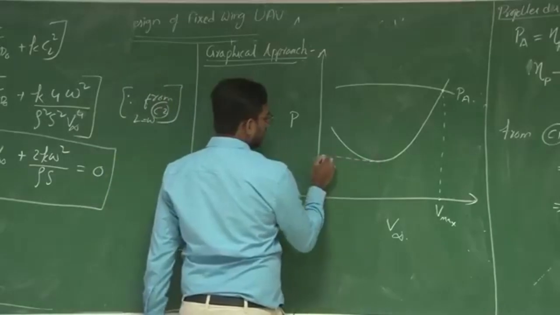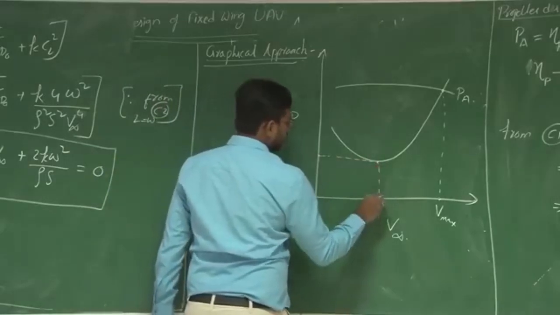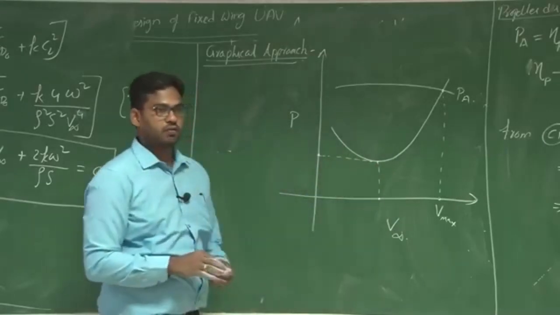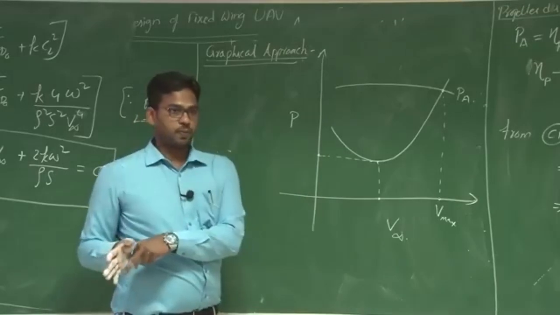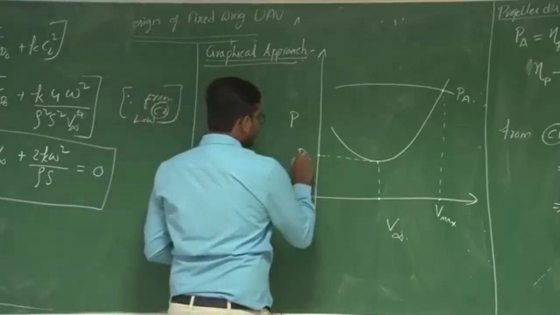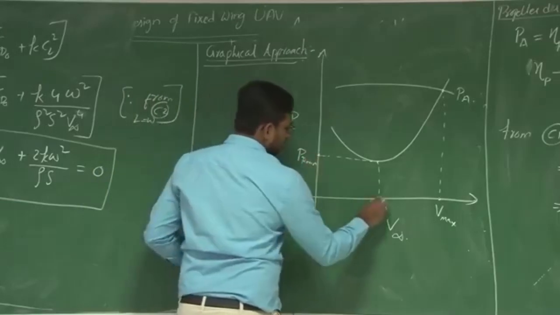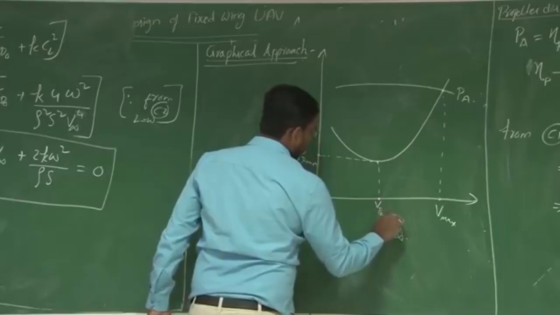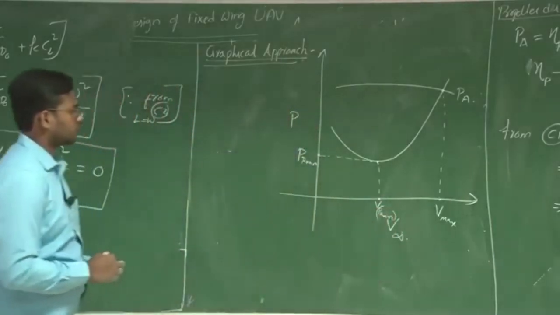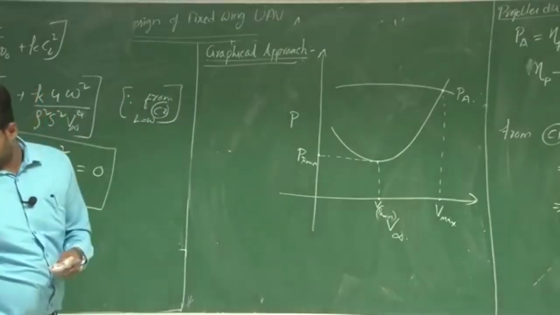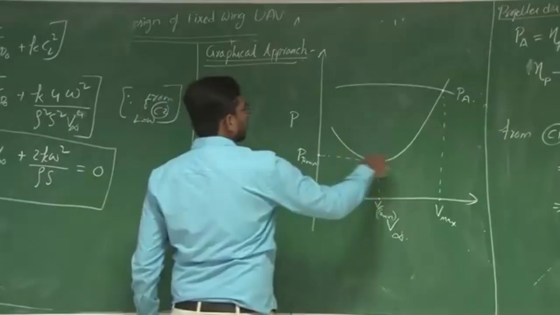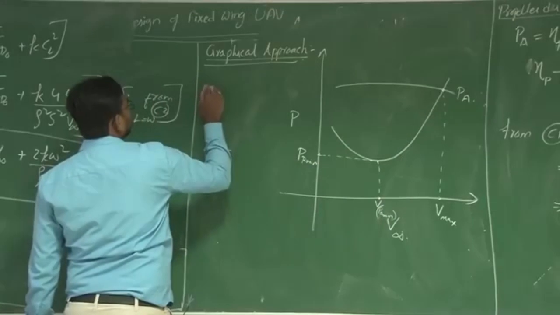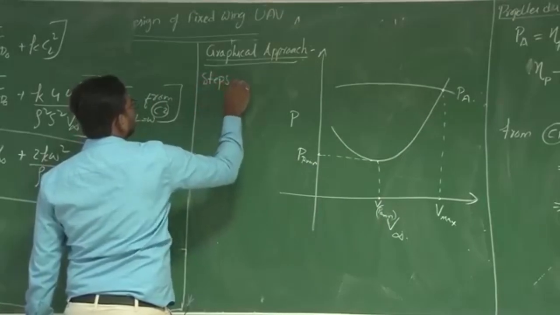But can we obtain this minimum velocity? For a propeller driven aircraft, it will also follow a similar concept to the jet aircraft, right? So this is the power required minimum, then the corresponding velocity is V for PR minimum. Okay. So how to obtain this plot? We need to follow certain steps here, steps for this graphical approach.